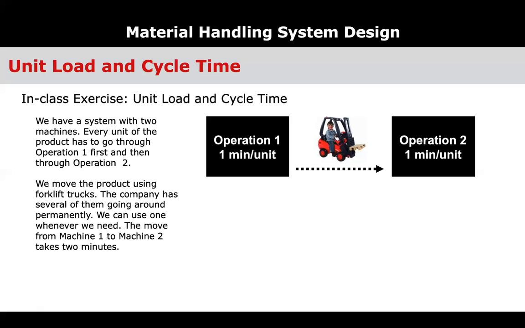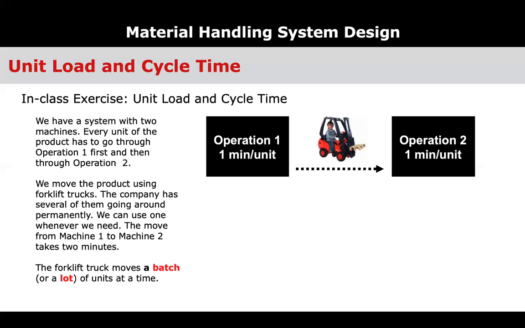So we move the product using forklift trucks. In this scenario, the company has several of them going around permanently, so you're not having to wait for forklift trucks. It's pretty convenient, so anytime you need a forklift truck, you can get one. To move from machine 1 to machine 2 only takes 2 minutes. The forklift truck moves a batch or a lot of units at a time.